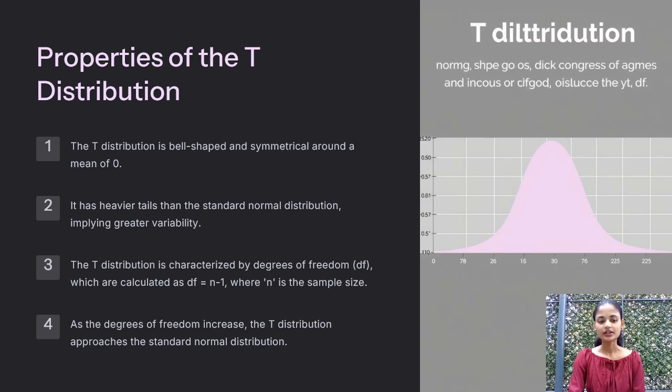Third one, the T distribution is characterized by degrees of freedom, df, which are calculated as df equals n minus 1, where n is the sample size. Fourth one, as the degrees of freedom increase, the t distribution approaches the standard normal distribution.